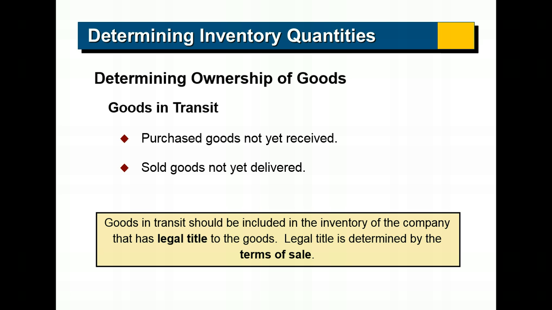There are times also when we may show goods in our inventory, but they're really not our goods because we sold them, but we just haven't sent them out yet. So there are a couple of complexities to making sure we're accounting for the right things.